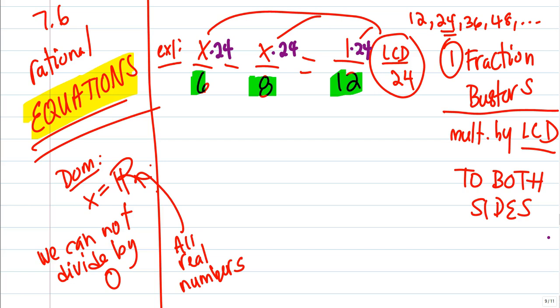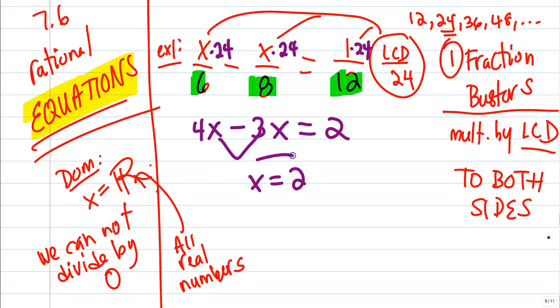Okay? Well, what does that do for us? Well, I now have 24 divided by 6. That's just 4. That fraction got busted. It is no longer a fraction. I have 24 over 8. That is just 3. And I have 12 over 24. That is just 2. So now I can solve basically using our basic operations. Here I'm going to combine like terms and get that x equals 2.